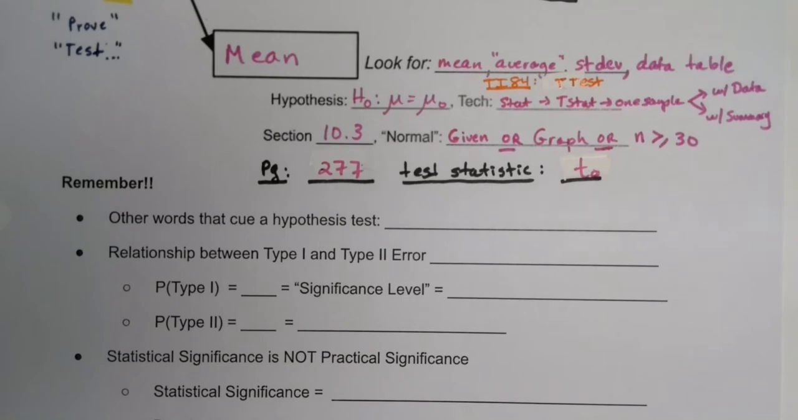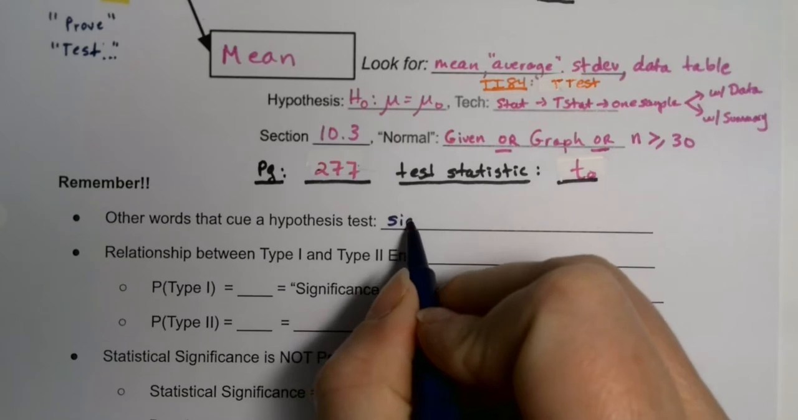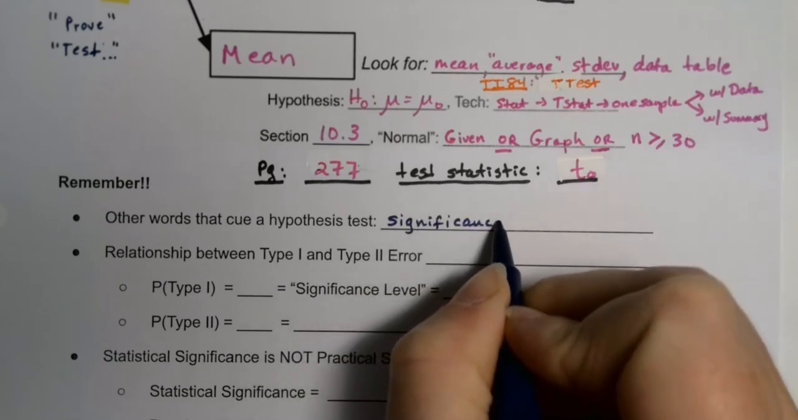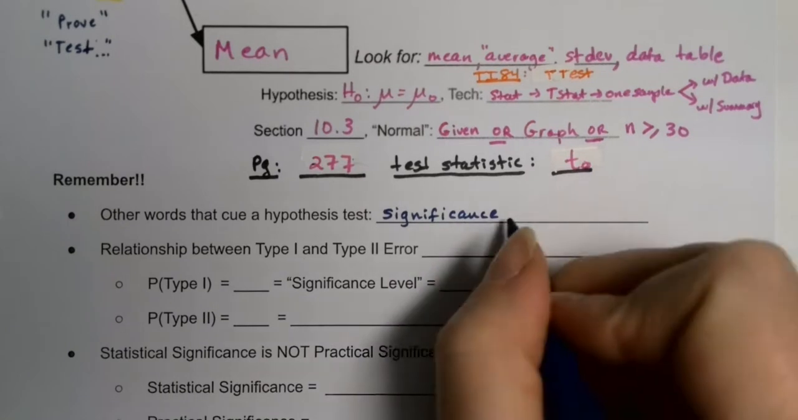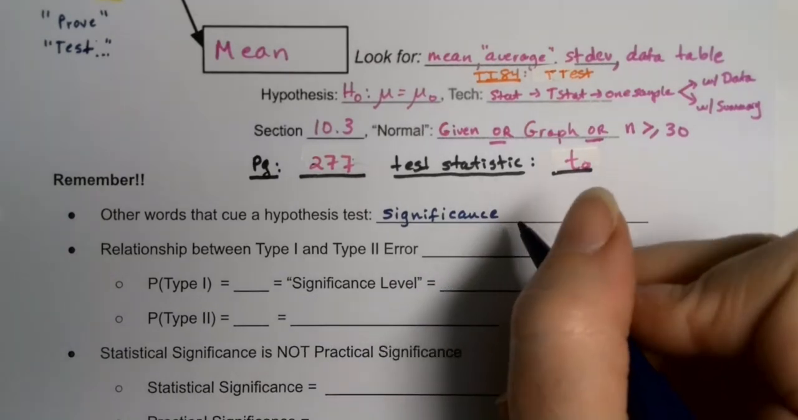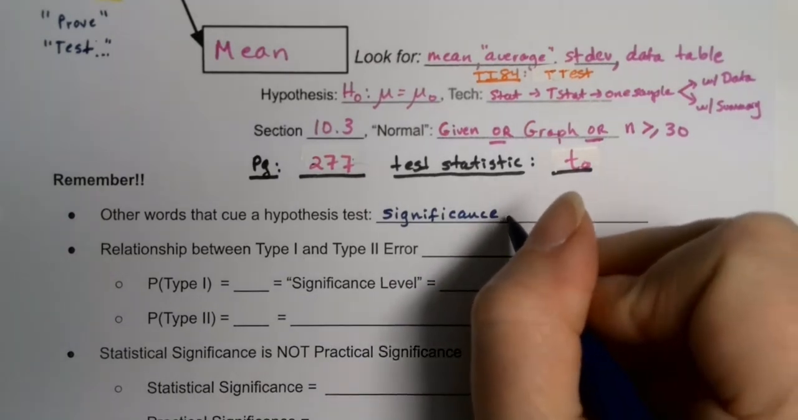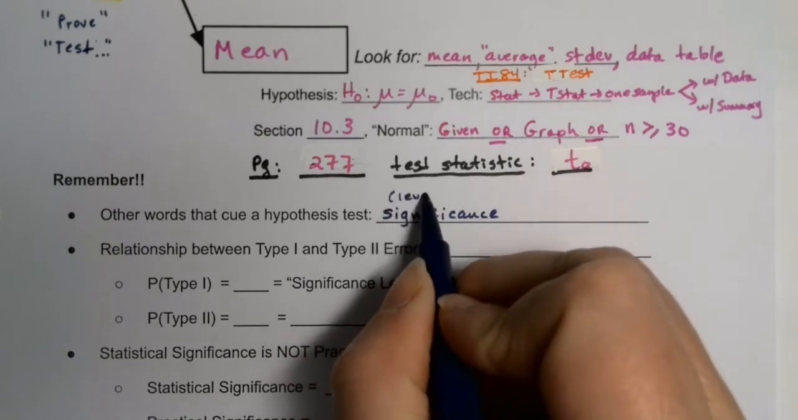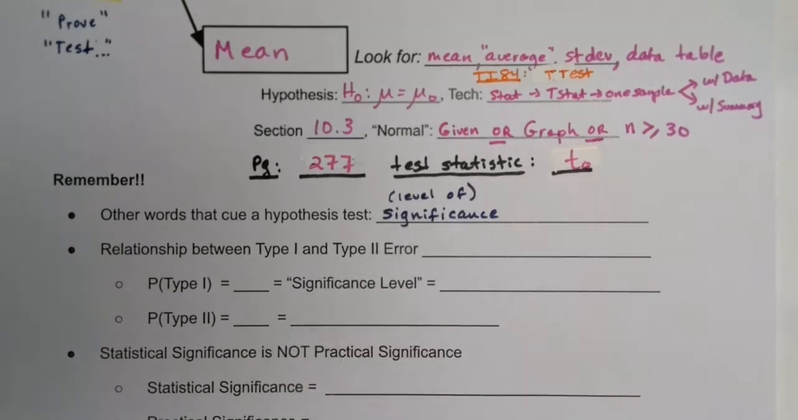All right. What are some other words that often cue hypothesis tests? One, if you see the word significance floating around. Is this significant? Is there a test of significance? What's the level of significance? That kind of thing. So level of significance is also kind of a big one. I'll just put level of right above. If you see that floating around in there, that'll be a cue.